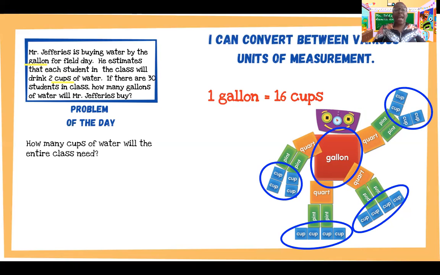The first question I would ask myself is how many cups of water will the entire class need? Well, let's take a look at our problem. There are 30 students in the class, and each student drinks 2 cups of water. So how can we figure out how much water he needs in cups? Did you say multiply 30 times 2? If you did, you're absolutely correct. And 30 times 2 is 60 cups. So the class needs 60 cups of water.